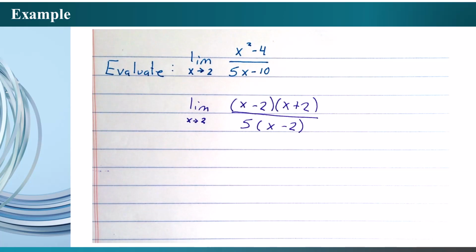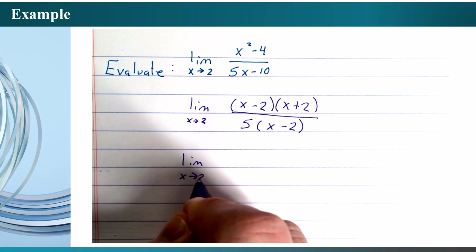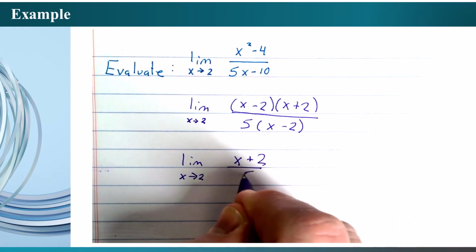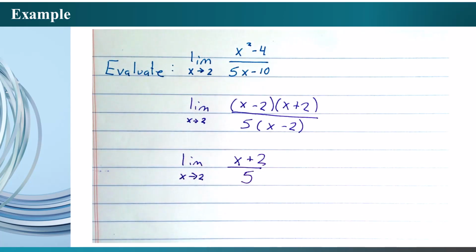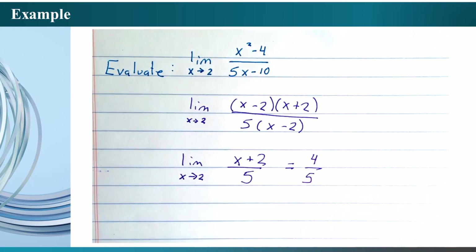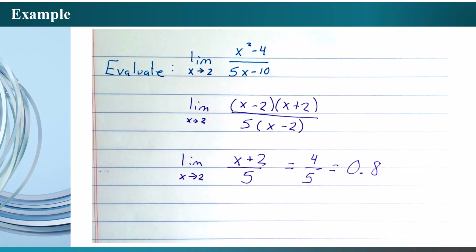And remember, I can do that because x is not equal to 2 here. x is only getting closer and closer to 2. And so I'm left with the limit as x approaches 2. I have x plus 2 in the numerator, and I have 5 in the denominator. Well, now if I try to take 2 and put it in here, it looks like I get 4 in the numerator and 5 in the denominator. And if I want to write that as a decimal, I get 0.8. And so the limit as x approaches 2 of this function is 0.8.